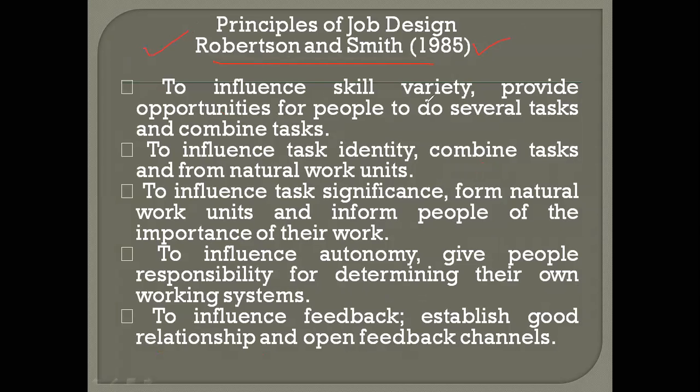To influence skill variety, provide opportunities for people to do several tasks and combine tasks. To influence task identity, combine tasks and form natural work units. To influence task significance, form natural work units and inform people of the importance of their work. To influence autonomy, give people responsibility for determining their own working systems. To influence feedback, establish good relationships and open feedback channels. These are the 5 principles of job design as given by Robertson and Smith.